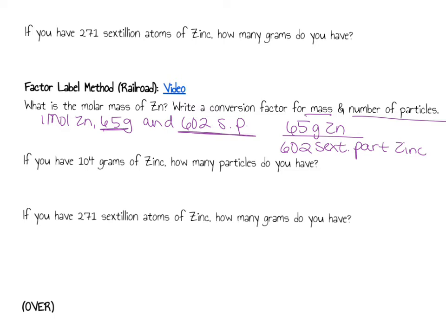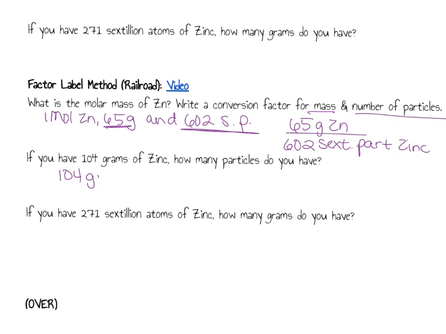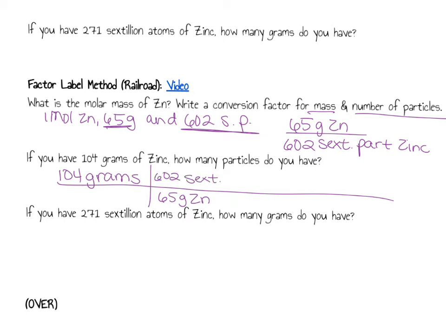So if we look at the next one, we're going to start with 104 because that's what we are given in the problem. And we're going to set this up so that grams cancels out. So we need to put grams on the bottom from our conversion factor. So we're going to put the 65 grams of zinc because we know that's how much it weighs in 1 mole. And we're going to write the 602 sextillion particles up at the top.